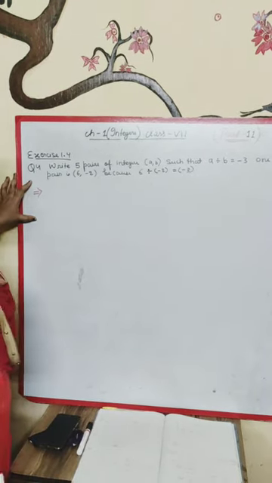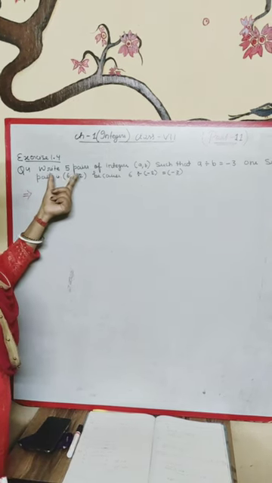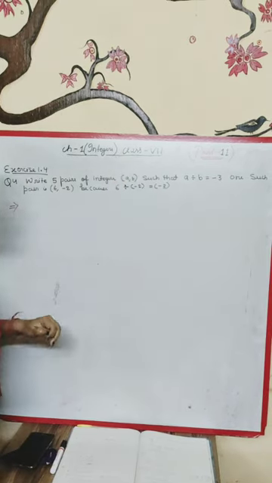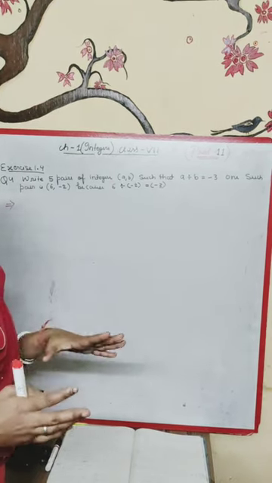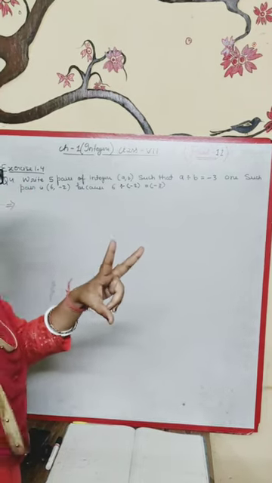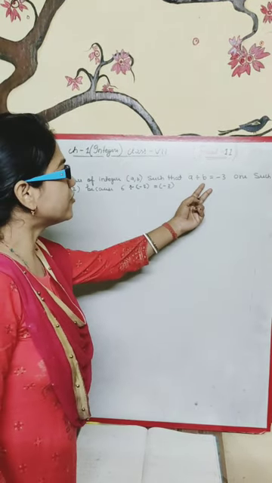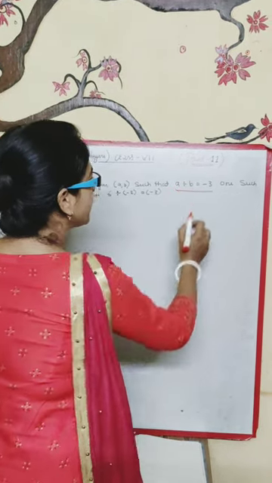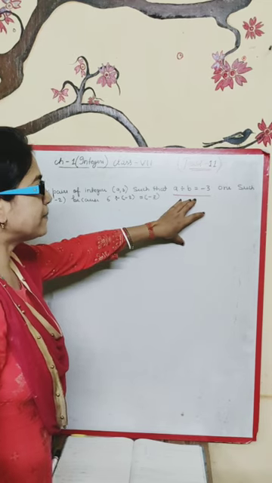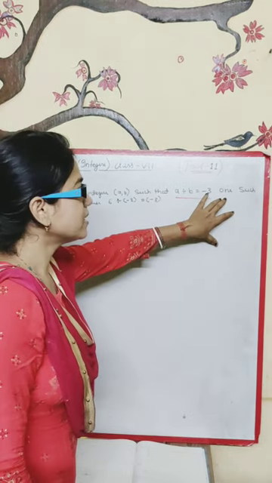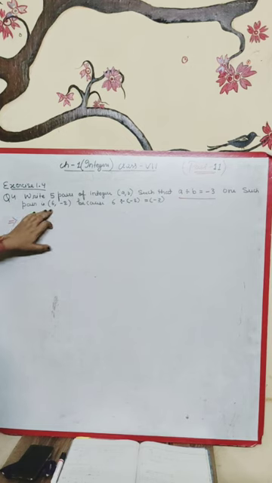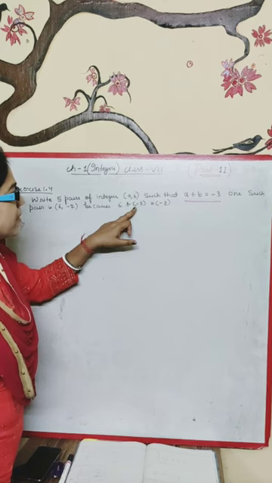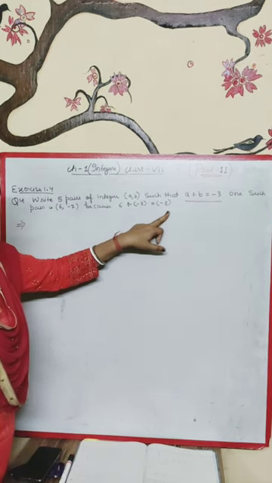So you just see, this is question number 4. Write 5 pairs of integers a, b. So what we have to do? We have to write the pairs of integers. Pair means consisting of 2, such that a divided by b is equal to minus 3. You just see here what we have to find: a divided by b is equal to minus 3. One such pair is 6 and minus 2, because 6 divided by minus 2 is equal to minus 3.